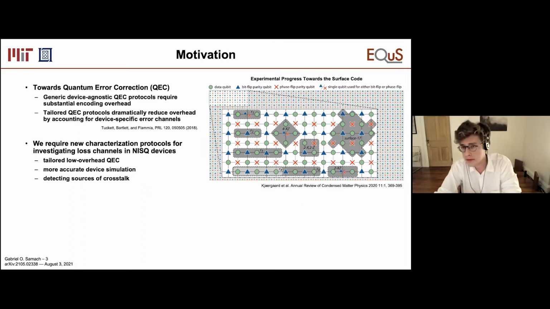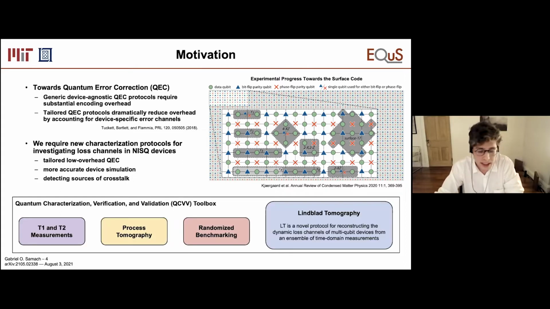But these characterization routines are in some sense generally useful for a whole bunch of areas in the field. For example, we can use them to develop more accurate device simulations. We can use them to detect physical sources of errors in our device, such as crosstalk, and really a whole range of things. As an experimentalist, I imagine that I have a toolbox of characterization, verification, and validation tools at my disposal that I can draw on to characterize different parts of my device.